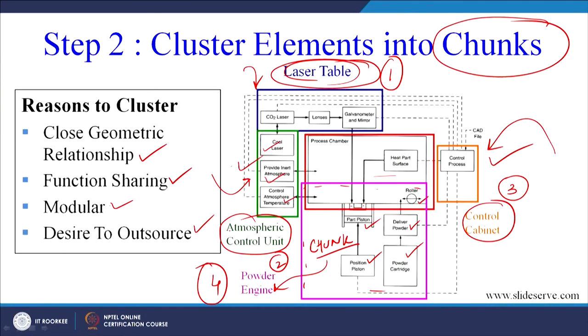So I will go back again to the slide. You can see the atmospheric control unit is one chunk and the powder feeding is another chunk. So if there is a problem in the powder feeding chunk, it may affect the atmospheric control unit, which may not be a planned or a fundamental interaction. We don't expect that there will be much interaction between these two chunks, but because of a problem there can be an interaction between the two chunks also, which we usually call the incidental interaction.